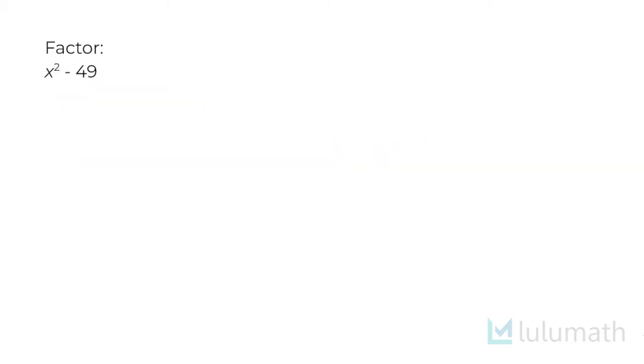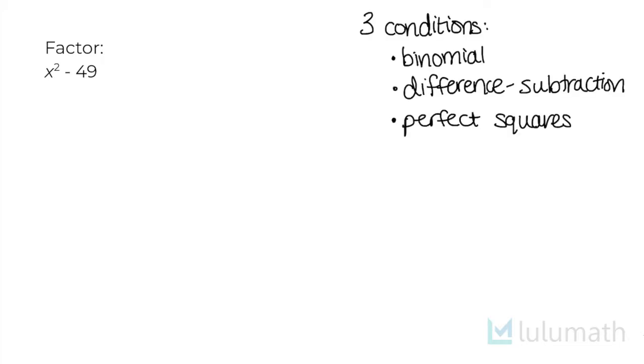Okay, in our next example that we have here, we're asked to factor x squared minus 49. Now we need to determine, is this expression even a difference of perfect squares? Well, let's look at our 3 conditions. Our first condition is that it has to be a binomial, so it has to have 2 terms. And x squared and minus 49, we have 2 different terms, so it is a binomial. So we can put a check and say, yes, our first condition is satisfied.